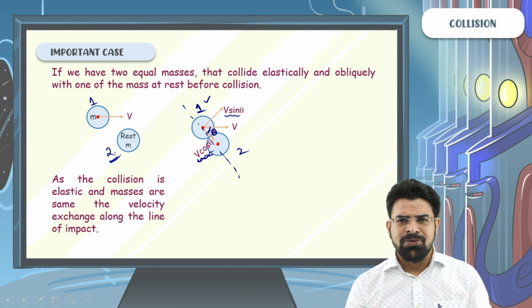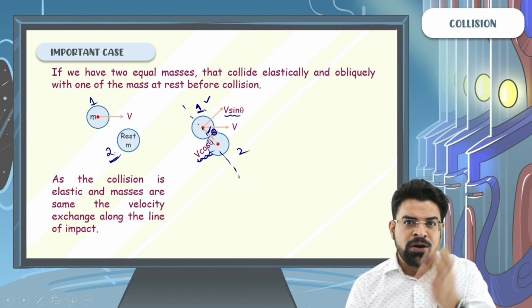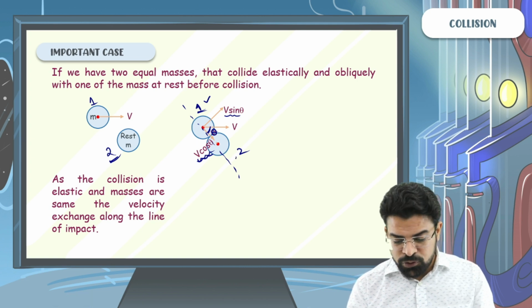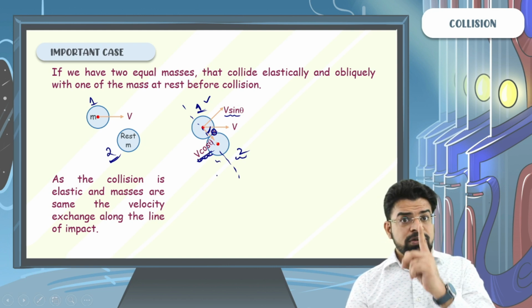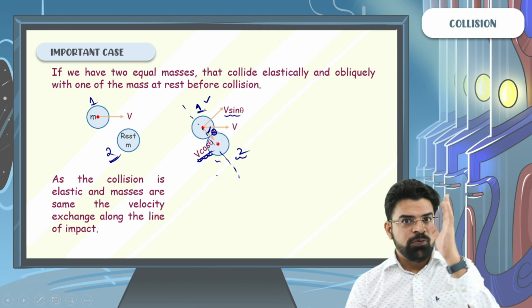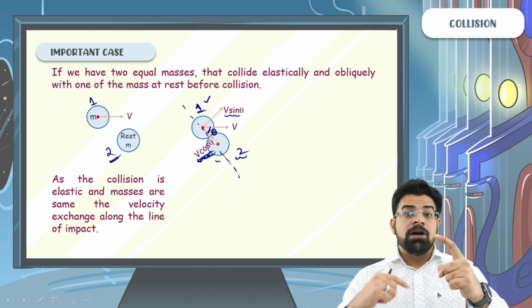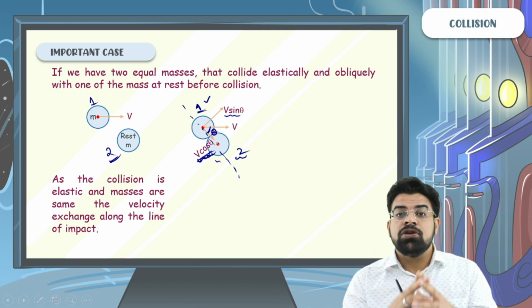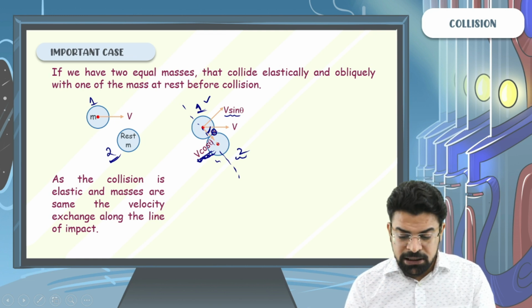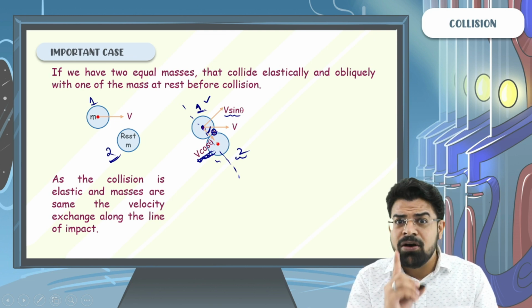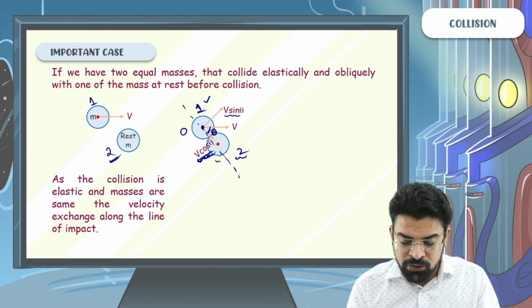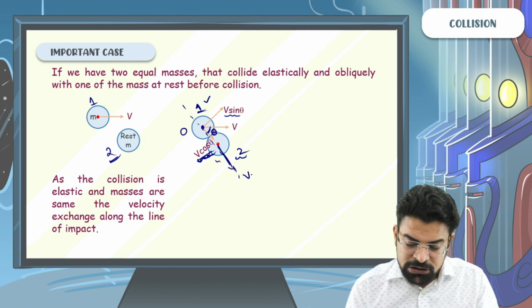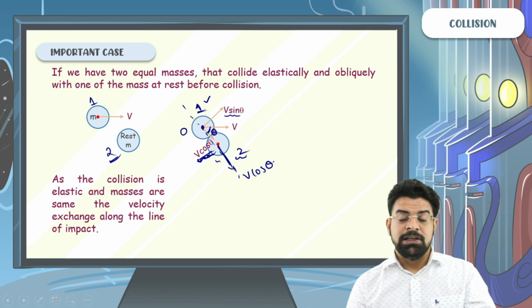What is the velocity of 2 along the line of impact just before collision? You will say, sir, 2 is not moving. It has got no velocity. How will it have velocity along the line of impact? So there is no velocity of 2 along the line of impact just before collision. But the velocity of 1 along the line of impact just before collision is v cos theta, and both of them are going to exchange their velocity along the line of impact. This means that the velocity of 1 along the line of impact after the collision will be 0, and 2 will have a velocity v cos theta.